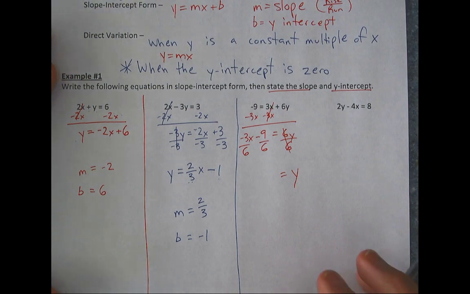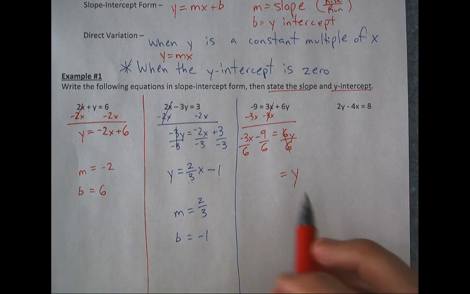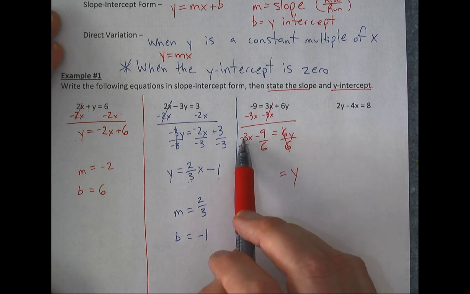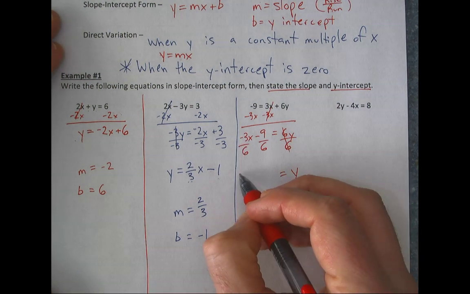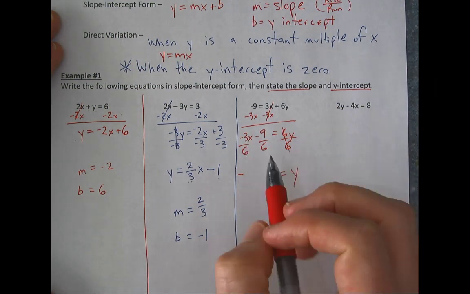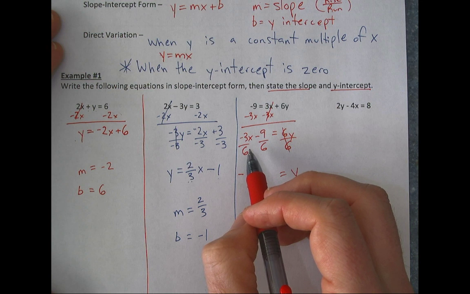Y is isolated. It's on the right side, and that's okay. Now let's walk through what this is going to look like. So this is a negative divided by a positive, so first of all, that's going to give me a negative. And 3 divided by 6 is 1/2, not 2. You get 2 from 6 divided by 3.